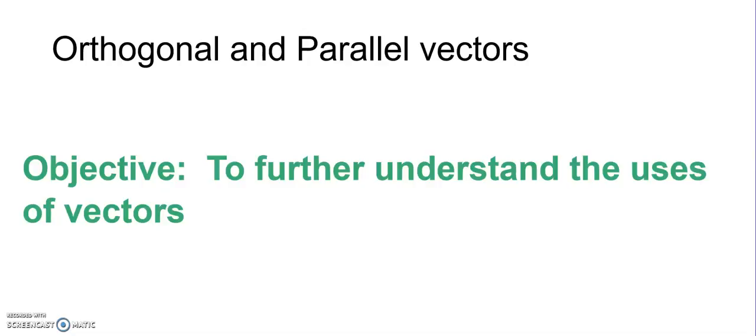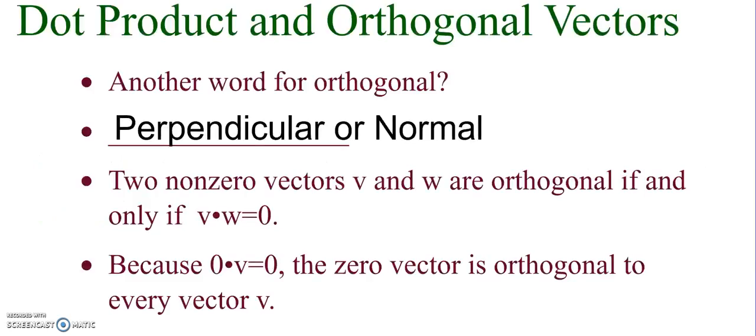Now we're going to look at one use of the dot product, which is determining if vectors are orthogonal or parallel. So let's get to it. First, we need to understand vocabulary, because it always comes down to the words. That's about it. But dot product and orthogonal vectors. So what's another word for orthogonal?